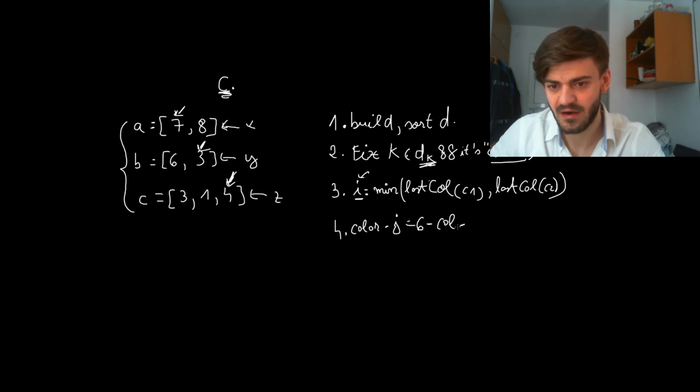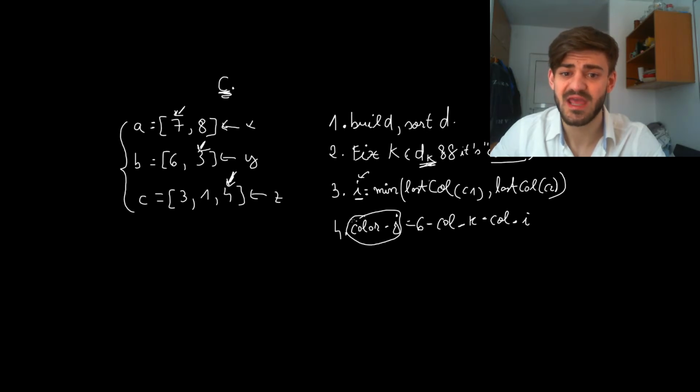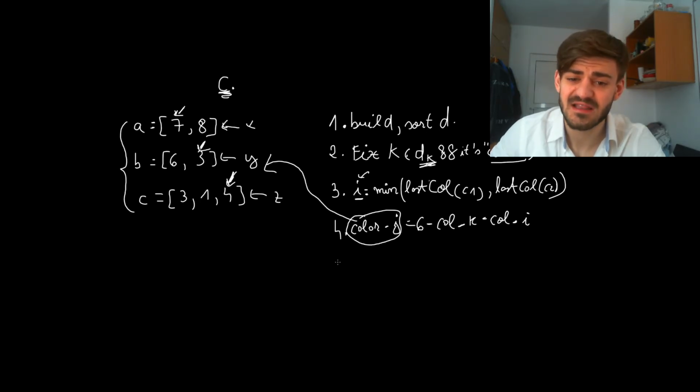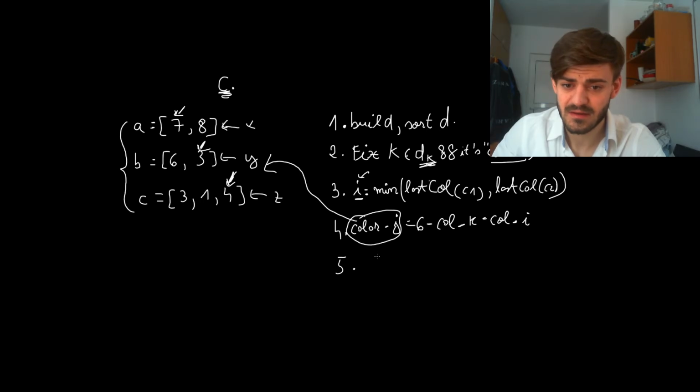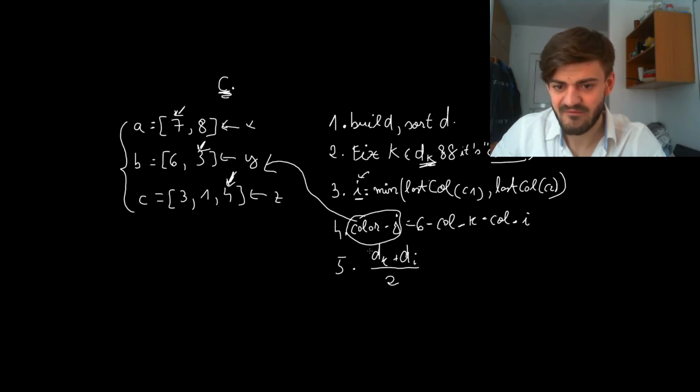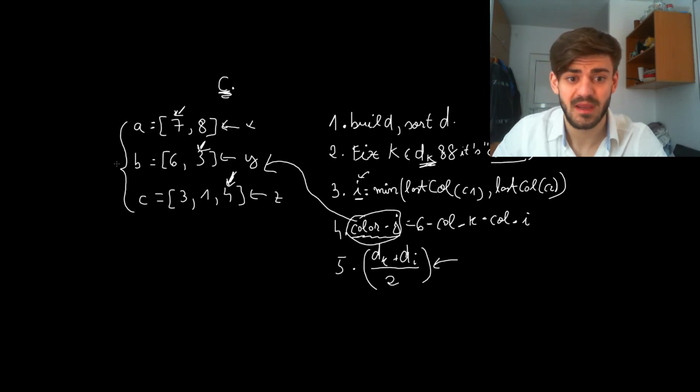Color of k minus color of i. And now, after finding this color of j, I should take a look in that array and find me a value as close as possible to this d of k. So d of k plus d of i divided by 2. Find me something as close as possible to this value in the array specific to color j. In that array, find me a value as close as possible to some other value.